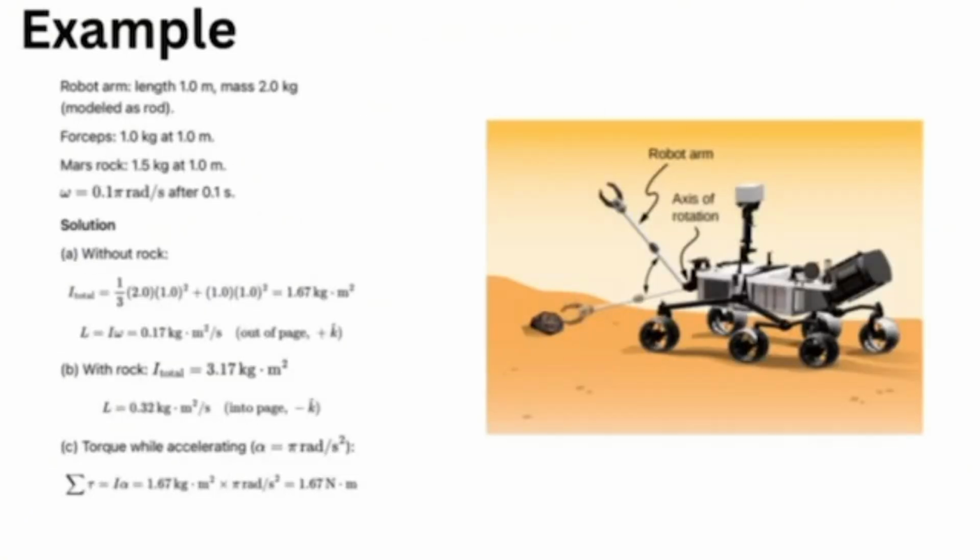So here's an example. A robot arm on Mars. Model the arm as a rod and calculate the moment of inertia with and without the rock it's holding. Without the rock, L is equal to 0.17 kg meters squared per second. With the 1.5 kg rock, L increases to 0.32 kg meters squared per second. We can also calculate the torque needed to accelerate the arm at a given angular acceleration using torque equals the moment of inertia multiplied by the angular acceleration.